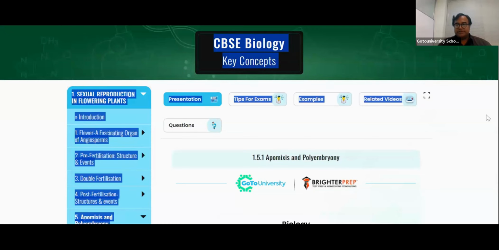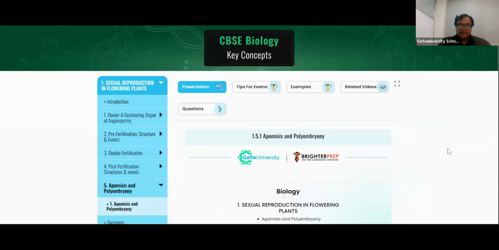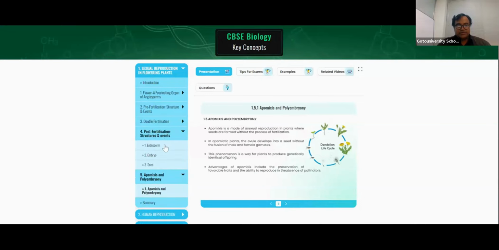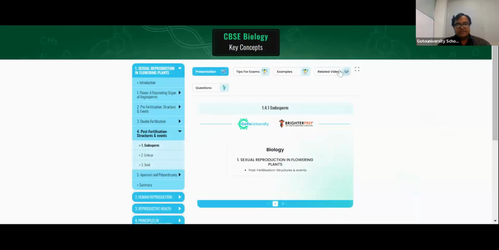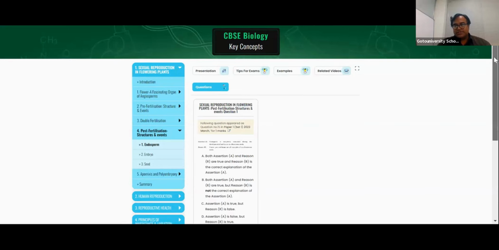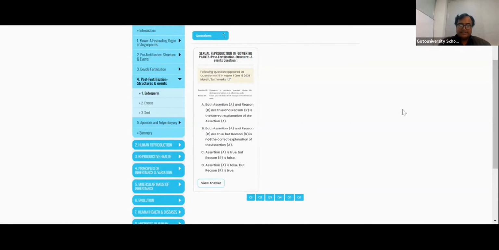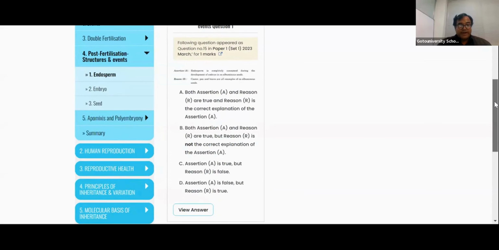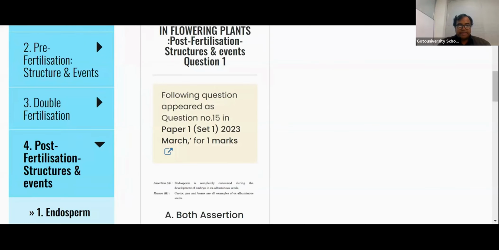A few worked examples. We are in the end phase of this particular chapter, the second chapter, in which we discuss the post-fertilization process, and in it, the endosperm. Now we discuss the questions. This is an assertion reasoning question, which we have not discussed at all so far. We know the pattern of assertion reasoning questions very well. Can you see this structure here?